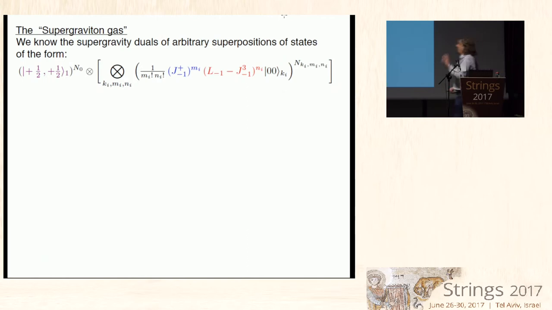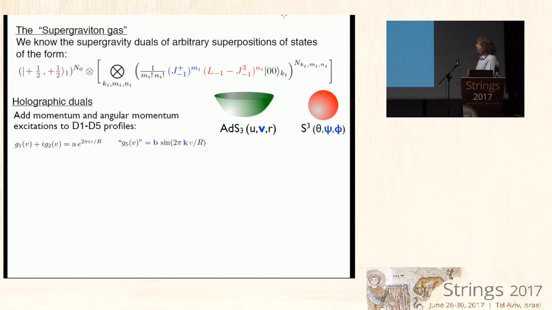Okay, so here's what we can do. We know exactly how to do it. It's called the supergraviton gas. I think that was due to Jan de Boer, who studied it some years back. But basically, it's essentially any linear superposition of states of this form: the original strands with some number of them, and any number of these strands with any number of those excitations.